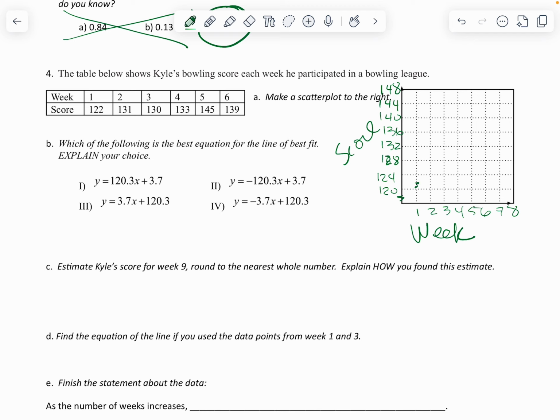Okay, so week 1 is 122, so it's going to be about here. Oh, 122 would be halfway. And then 131, so that's going to be about here. And week 3 is 130, right about here. And 133, about here. 5 is 145. Okay, and 6 is 139.